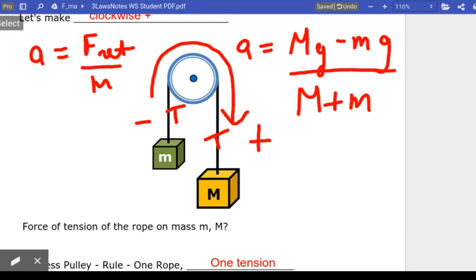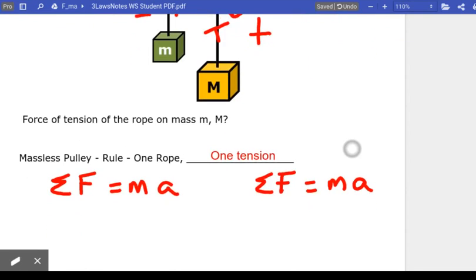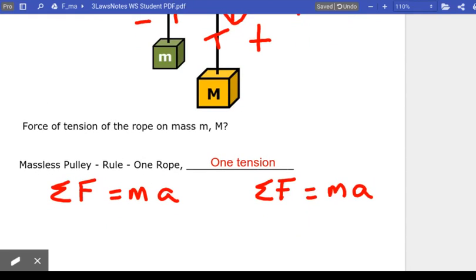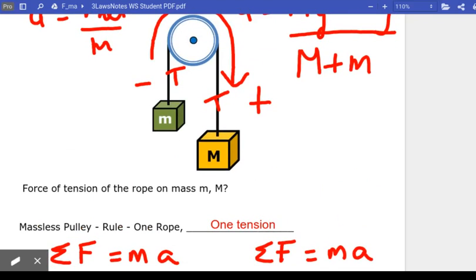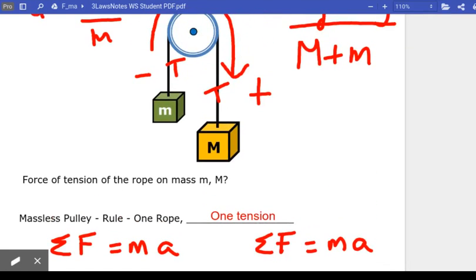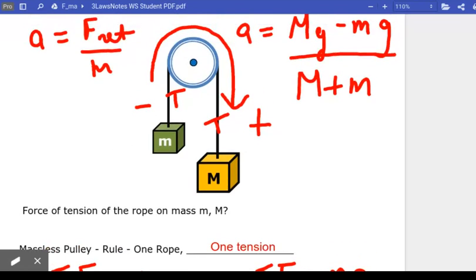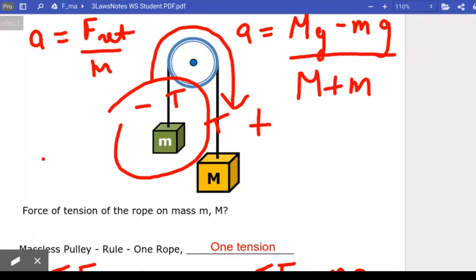So let's see what we'll do. We can actually pick any of them. Yeah, this is what I said before. Here's the rule: one rope, one tension. One rope going over the pulley, one tension. So even though if we find one tension, we find the other, let's get some practice. Let's isolate mass m and look at only the forces on mass m, like we did before. It's very useful to isolate this one over here, and let's see what we can get.